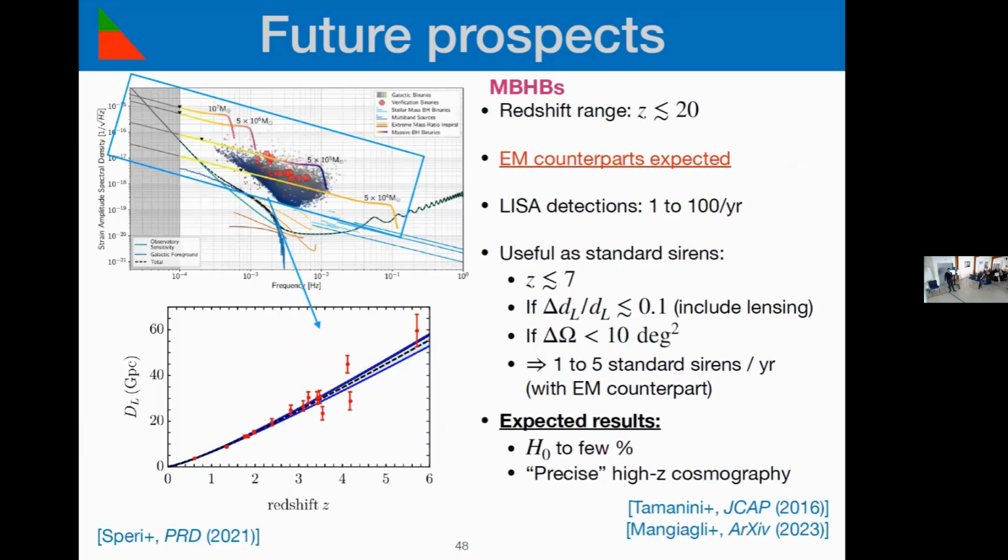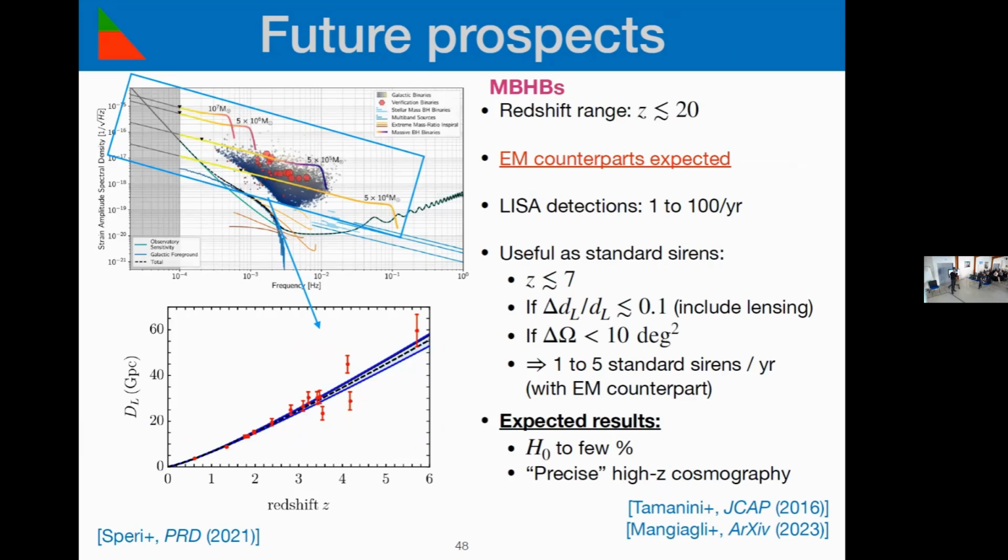And finally, massive black holes. These are the most interesting sources for LISA because you detect them at really high redshift, up to 20, if there is any there. We might expect counterparts from them. People talked about this in the workshop, but it's still uncertain how many, and how and why.